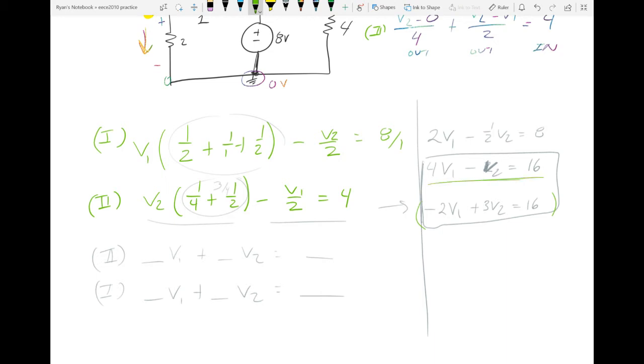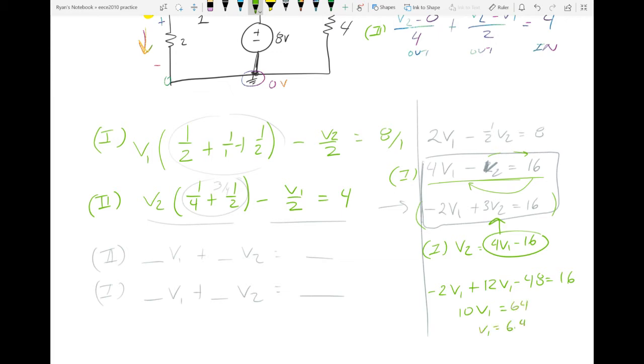So in this case, I would say from equation 1, I have v2, I'll move that to the other side, and I move the 16 back over here. v2 is equal to 4v1 minus 16, and then I would take that and stick it into equation 2 and say that minus 2v1 plus 12v1 minus 48 is equal to 16. That gives me 10v1 is equal to 64, and v1 is equal to 6.4 volts.